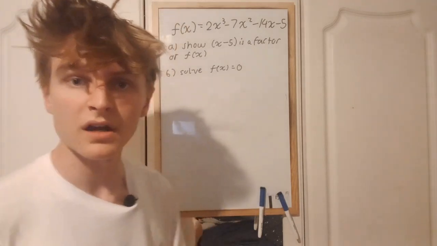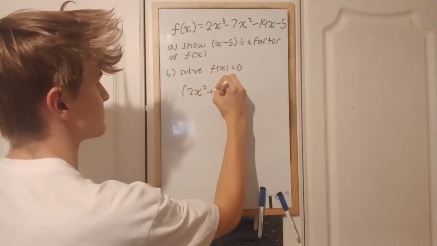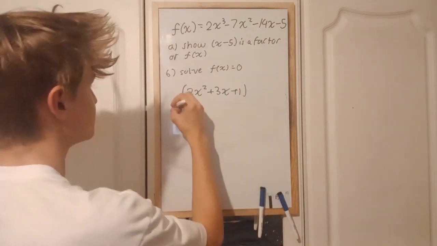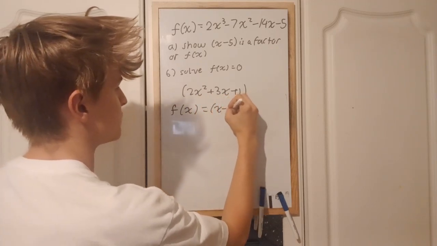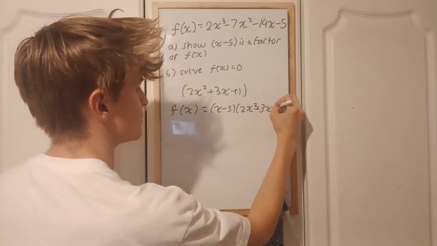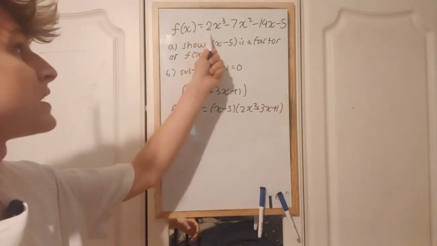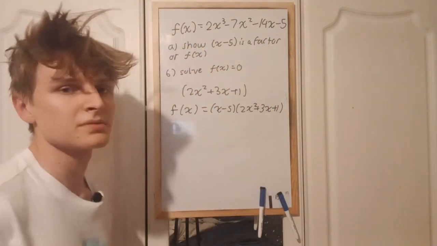So what we found is our other mystery factor is 2x squared plus 3x plus 1. So that's pretty cool. That means we can rewrite f of x as x minus 5 multiplied by this other factor. And of course, you can multiply this all out, and you'll see that you do in fact wind up with this. Okay, and now the next part, solve f of x equals 0.